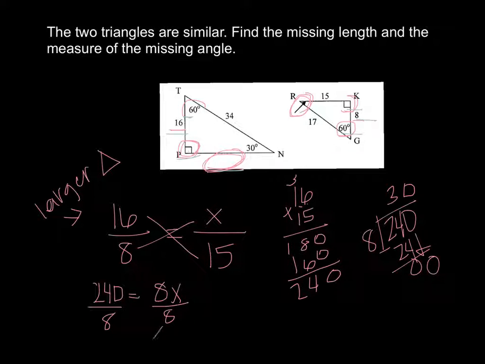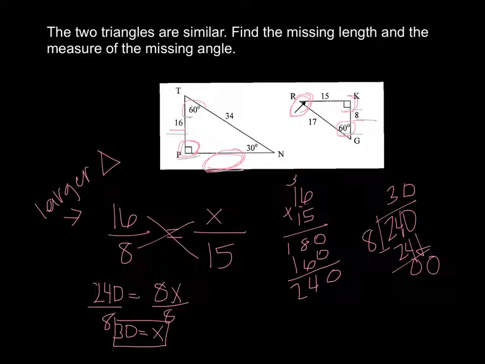So x equals 30. Okay, so this missing number down here is 30, which if we looked at our multiplier for all our proportions, 8 to 16 we multiplied by 2, 17 to 34 we multiplied by 2, 15 times what times 2 would give us 30.